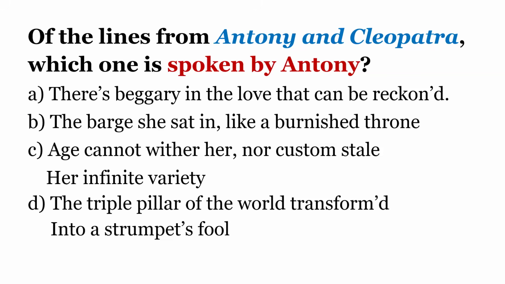Next, of the lines from Antony and Cleopatra, which one is spoken by Antony? So we have four options, four lines from Antony and Cleopatra. You have to find out which one is spoken by Antony. A, there is beggary in the love that can be reckoned. B, the barge she sat in like a burnished throne. C, age cannot wither her, nor custom stale her infinite variety. D, the triple pillar of the world transformed into a strumpet's fool.